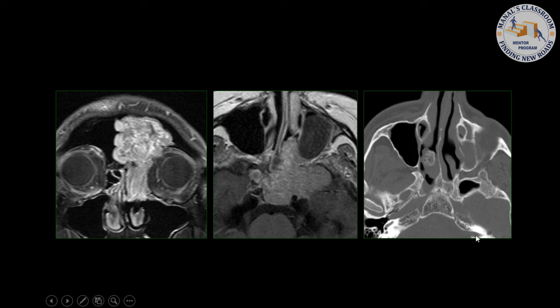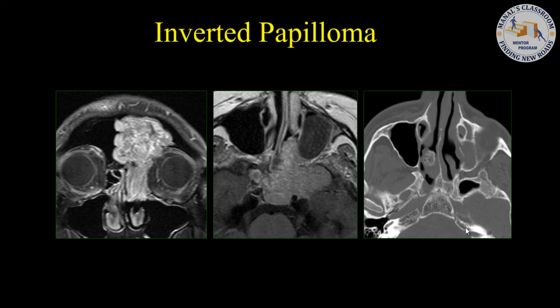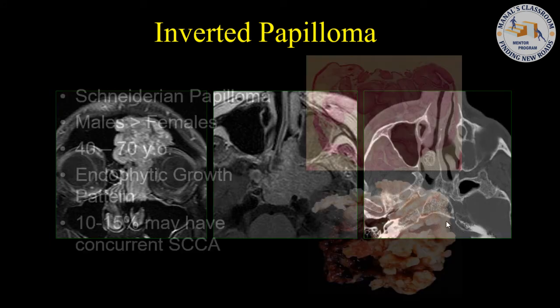So can anybody think of a benign tumor involving the sinonasal area that typically has a cerebriform or a cauliflower shape to it that's benign? Not angiofibroma, but inverted papilloma. Okay, have you heard of inverted papilloma? Right, so this is inverted papilloma.